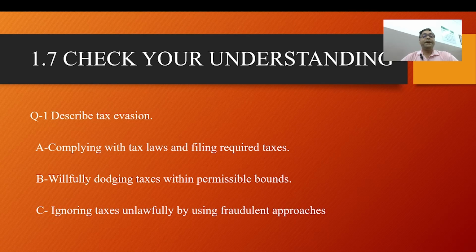First is complying with the tax laws and filing required taxes. Number 2 is willfully reducing taxes within permissible bounds. And the last is ignoring taxes unlawfully by using a prudent approach. Which is the right option? I think C is the right option, ignoring taxation unlawfully using a prudent approach. I have already discussed this when I discussed tax evasion.